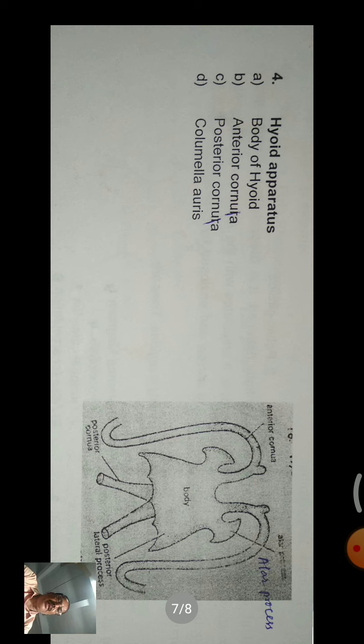Fourth one is the hyoid apparatus. The hyoid apparatus consists of bones like the body of the hyoid, anterior cornua, posterior cornua, and columella. The diagram gives the parts of the hyoid apparatus: anterior cornua, posterior cornua, body, and then alary process.